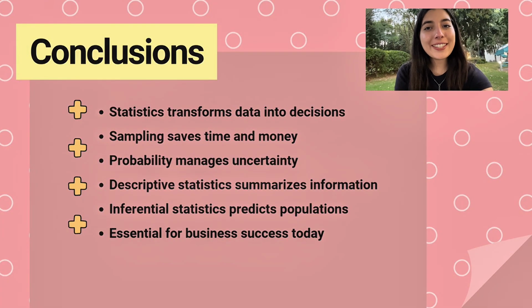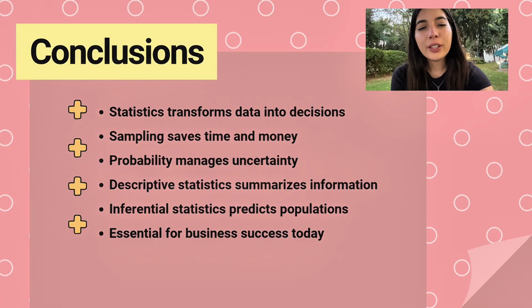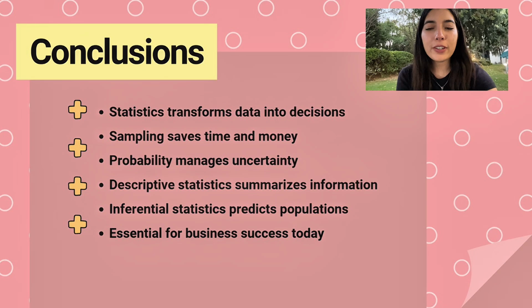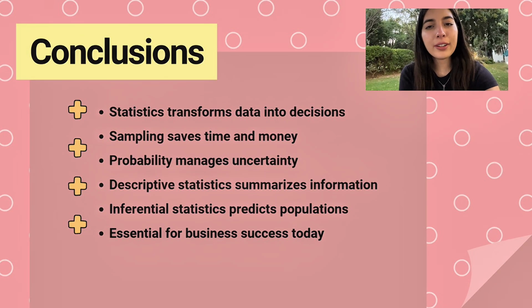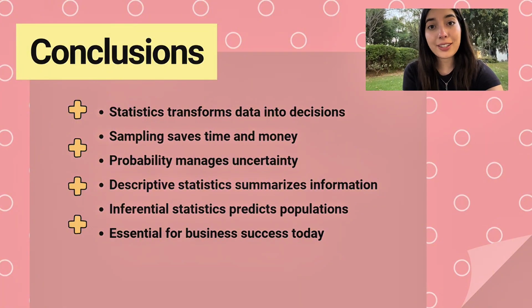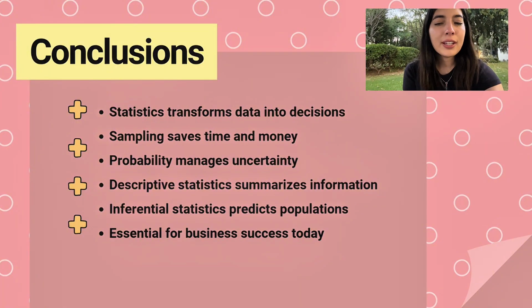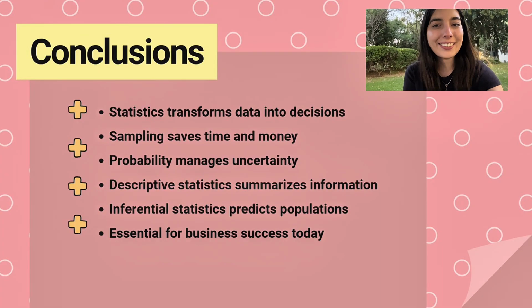To conclude, statistics plays a key role in decision making. First, statistics helps us transform raw data into meaningful decisions. Instead of just having numbers, we can interpret them and use them to guide actions. Second, sampling saves time and money because we don't need to study an entire population to obtain reliable results. A well-selected sample can give us accurate insights.